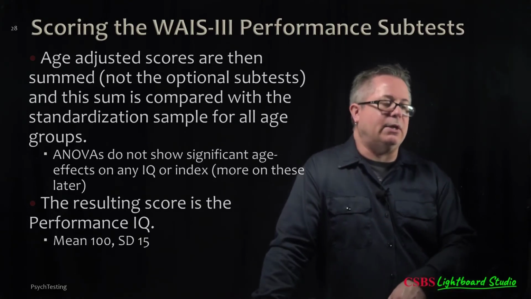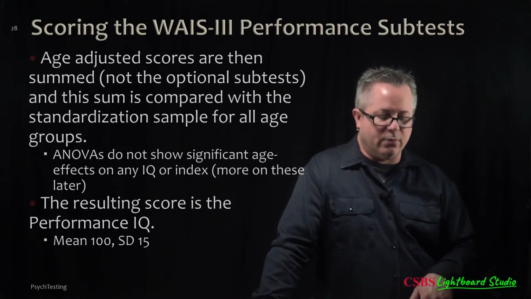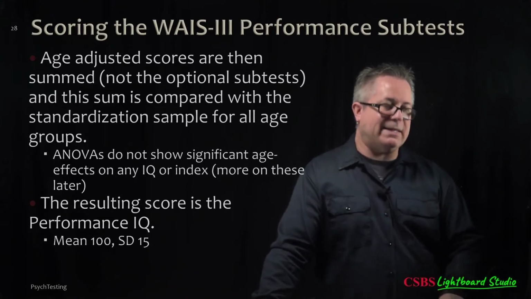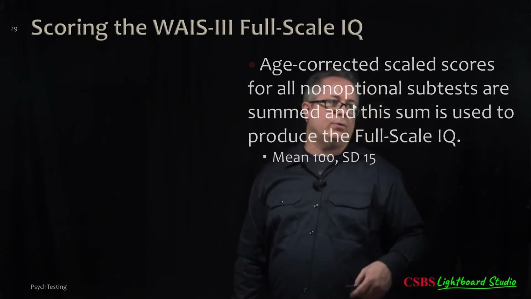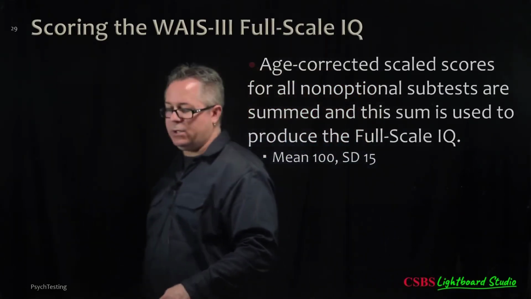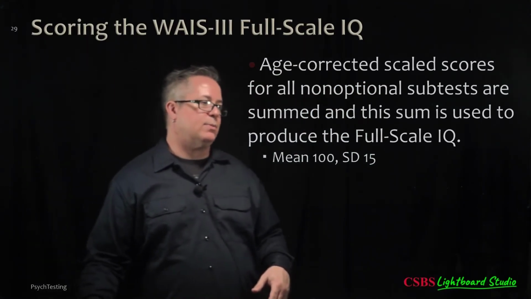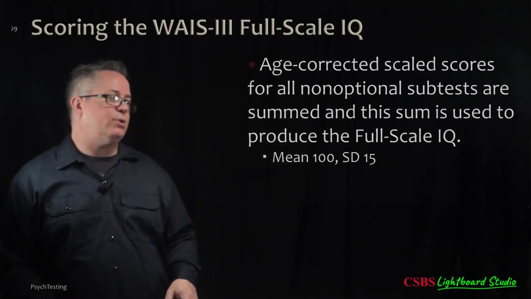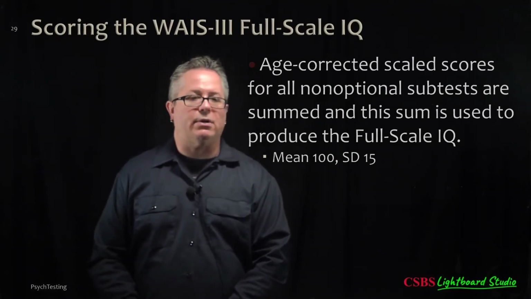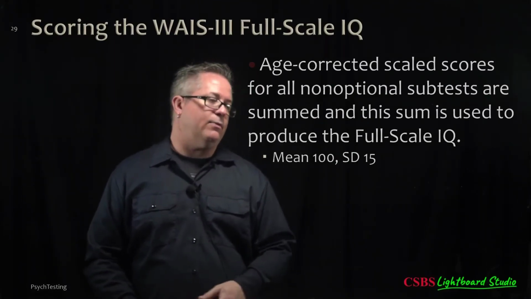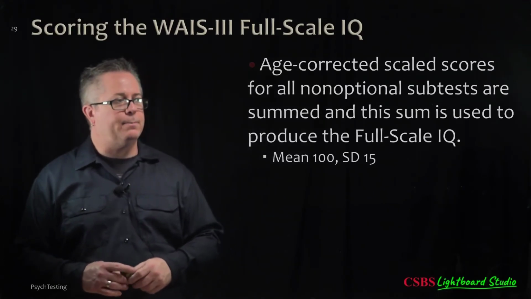So you're really getting an IQ score for verbal and an IQ score for performance, and then they're combined together to give you what they call the full scale IQ. So age-corrected scaled scores for non-optional subtests are summed, and this sum is used to produce the full scale IQ. And again, it also has a mean of 100, standard deviation 15. Okay.